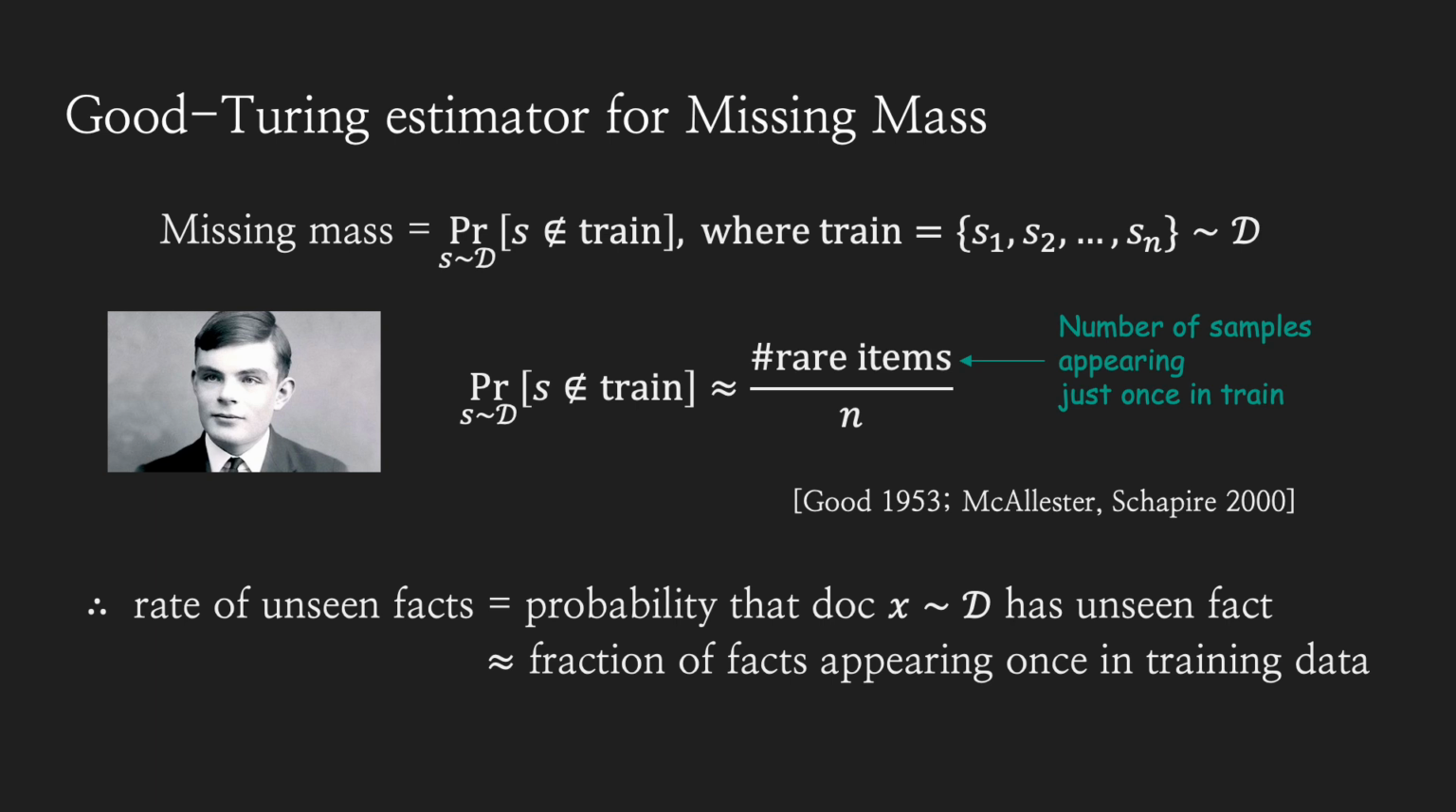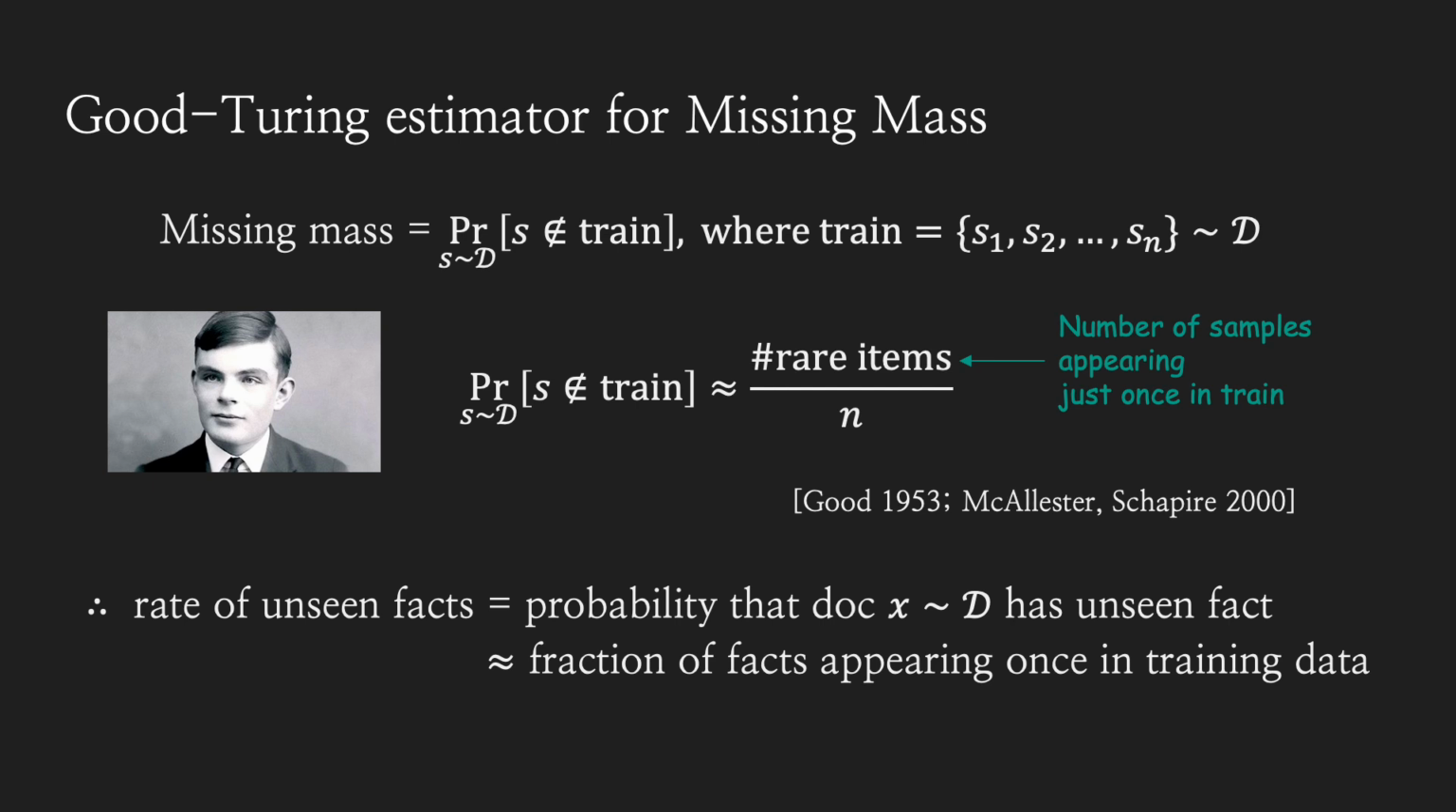Okay. This is related to something that I don't have much time to talk about called the Good-Turing estimator, which Alan Turing came up with, which tells you the probability that a new fact, one that we haven't seen in our training data, would be drawn. That probability is the fraction of facts that appeared exactly once in our training data, not twice.